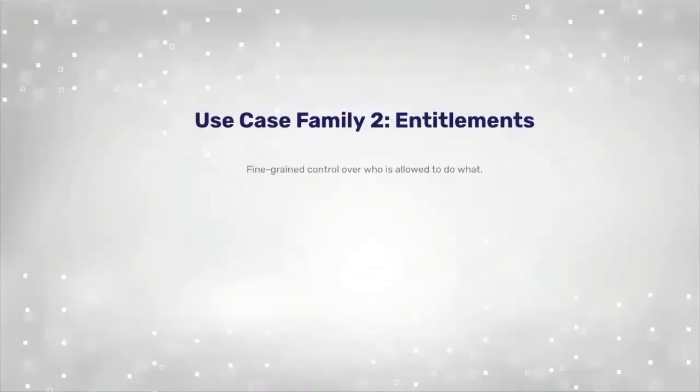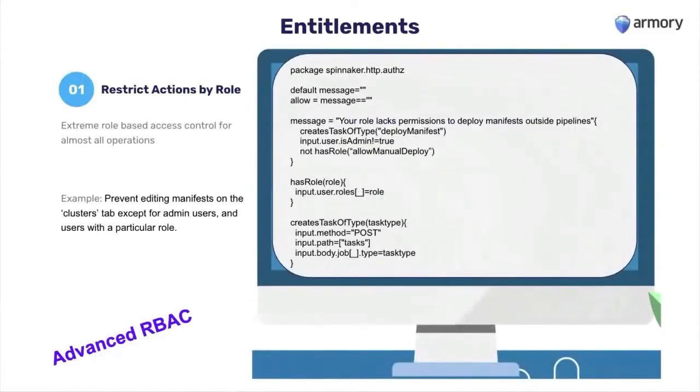For our second use case family, this is a class called Entitlements. These are very focused on who can do what. We have different customers who are doing different rules around which actions they are trying to restrict. But these are all rules around who is allowed to do what in the company. Our first example is going to be high-level restricting an action by a role.